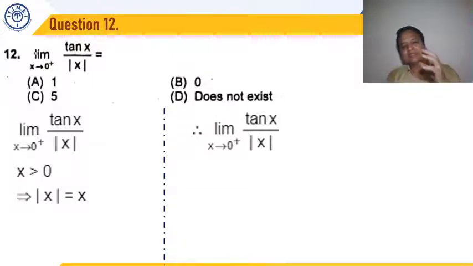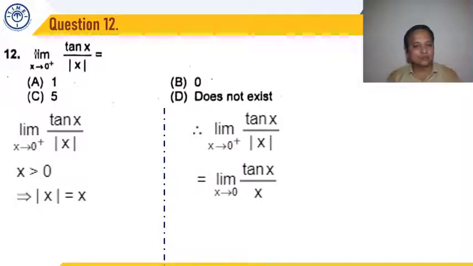It becomes limit of tan x upon mod x when x tends to 0 plus, which is ultimately tan x upon x when x tends to 0. Now, this is a standard result we have learned: tan x upon x when x tends to 0. Its value is 1 for sure. It's a standard basic formula we have.